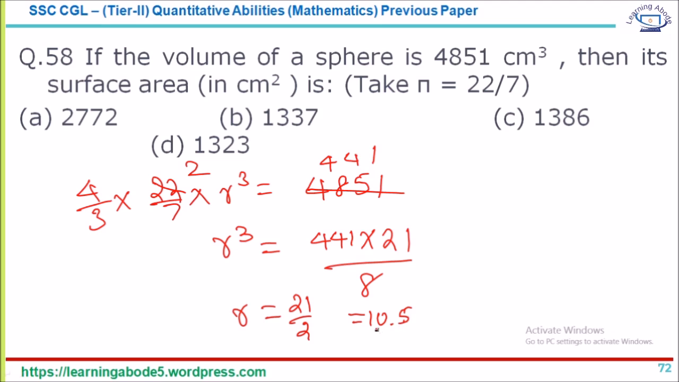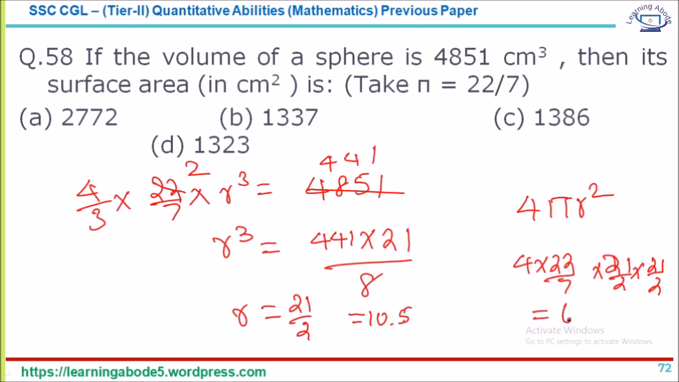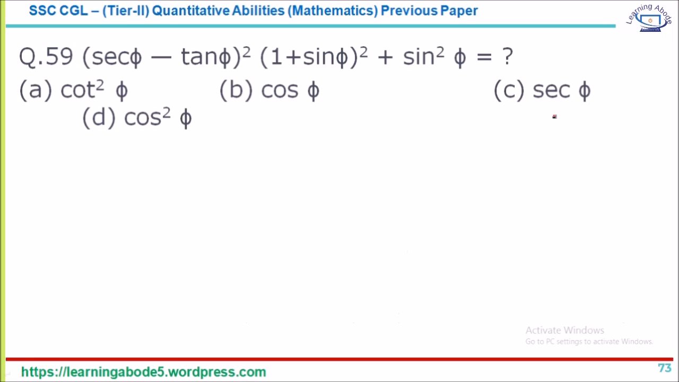Now you want the surface area, which is 4 pi R square. So that is 4 into 22 by 7 into 21 by 2 into 21 by 2. That's equal to 66 into 21, that's 1386. Answer option C for question number 58. Now 59.